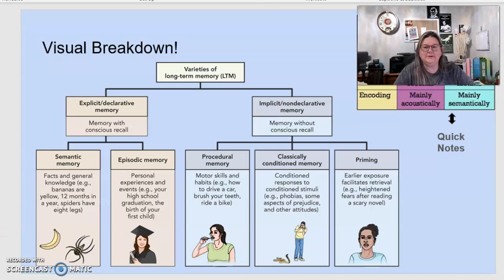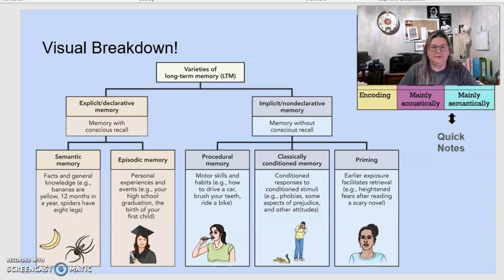So, a little visual breakdown of the variety of long-term memories. There's explicit or declarative memory, and then implicit or non-declarative memory. Explicit memory is memory with conscious recall, and implicit is memory without conscious recall. Divide those down: explicit into semantic and episodic, and we've gone over that. And then there's implicit, which is procedural, classically conditioned memories, or priming.